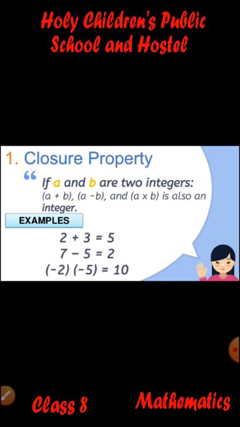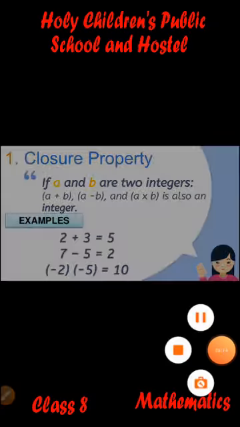Same way, the commutative property follows only addition and multiplication. The associative property also follows only addition and multiplication operations of mathematics. So students, the closure property follows all the operations of mathematics.